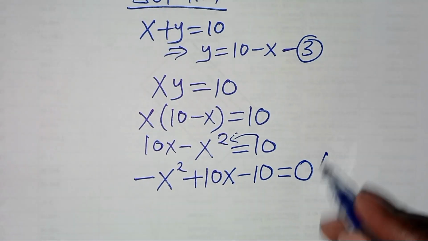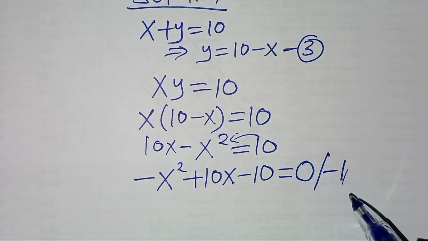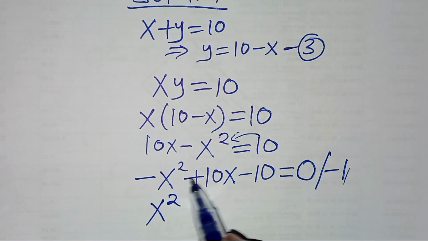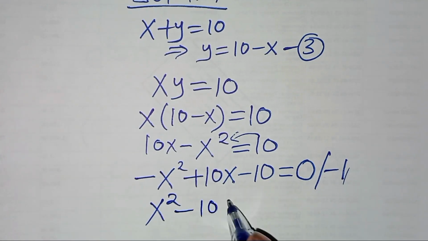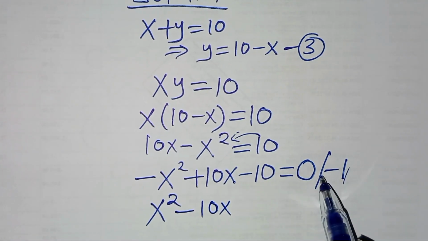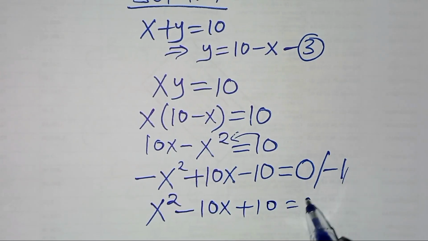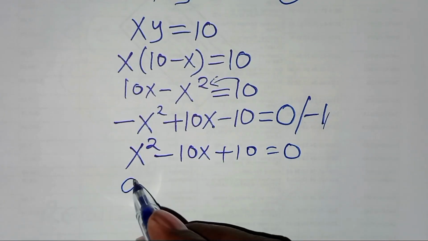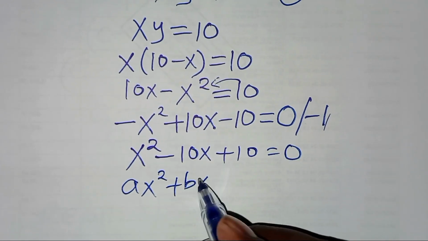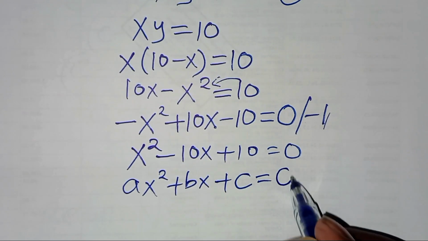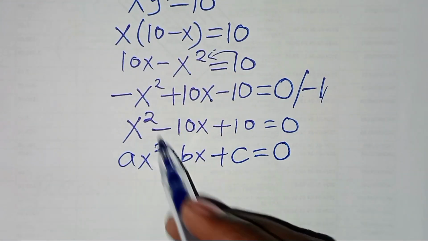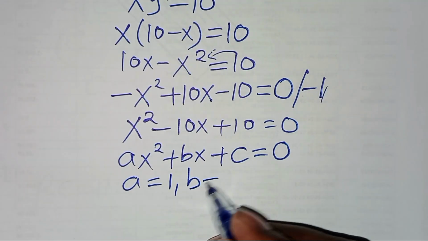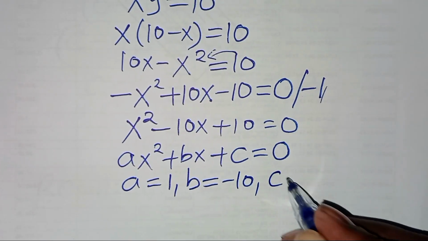Now the next step, let's multiply both sides by negative 1. So negative 1 times minus x squared is x squared. Then plus 10x times minus 1 is minus 10x. Then minus 10 times minus 1 is plus 10, equal to 0. Now this is a quadratic equation of the form ax squared plus bx plus c equal to 0. So from this quadratic equation, we have a equal to 1, b equal to negative 10, and c equal to 10.